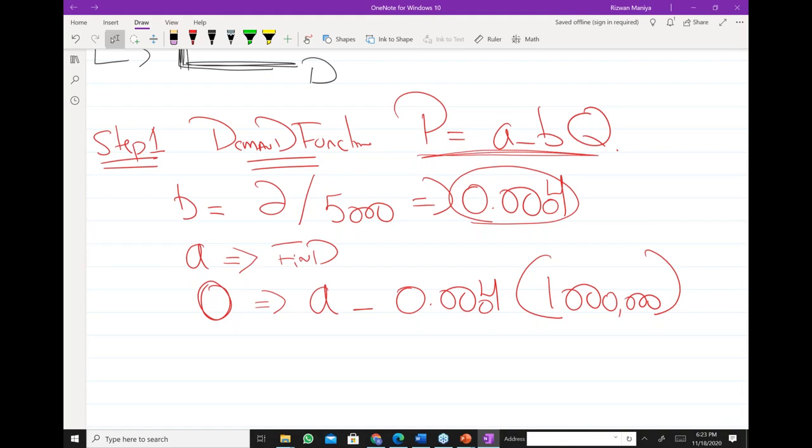Great. Understood. Say yes or no. It's 0.0004. Okay, 3 zeros are here. So what I did was that I need the value of A. And A is what? A is a price. A is a price where demand is 0, right?